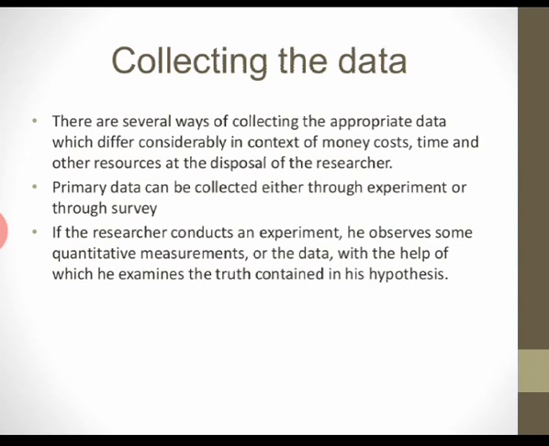There are several ways of collecting appropriate data which differ considerably in context of money, cost, time and other resources at the disposal of the researcher. The primary data can be collected either through experiment or through survey. That is two ways: we can either do an experimentation or we can do a survey. That is, observational studies or experimental studies. If the researcher conducts an experiment, he observes some quantitative measurements or data with the help of which he examines the truth contained in the hypothesis.